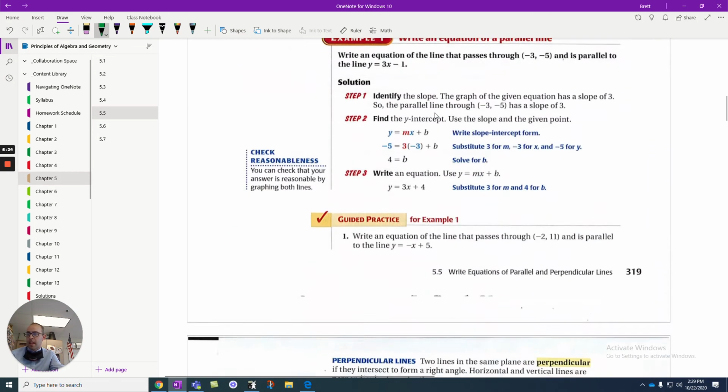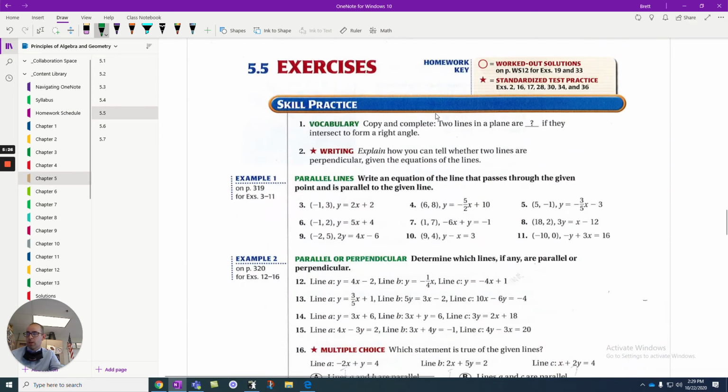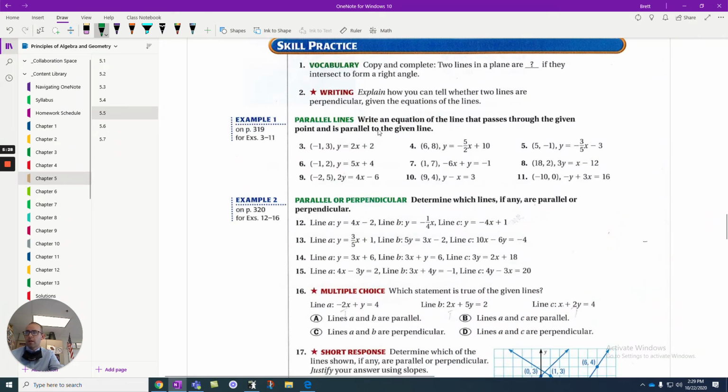Let's take a look at some example problems, which you'll actually be doing in your homework, and make sure that we're good to make sense of it.